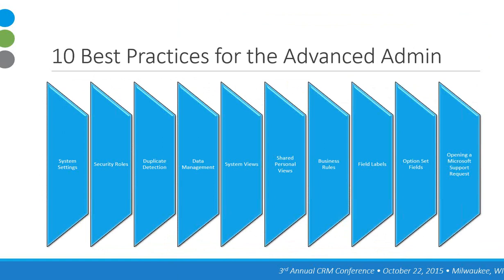And to recap, we just talked about some system settings, security roles, duplicate detection, data management, some system views, shared personal views information, business rules, field labels, option set fields, and wrapped it up with opening a Microsoft support request.